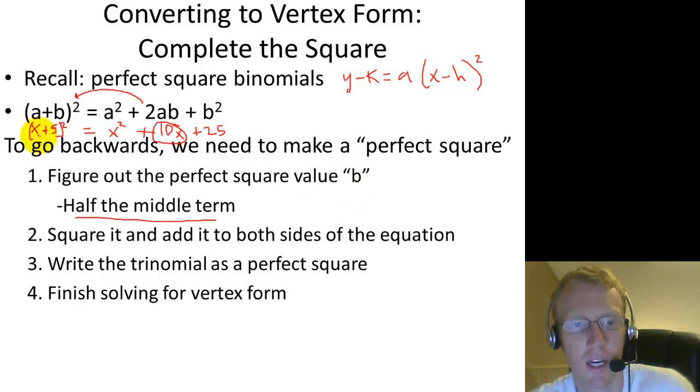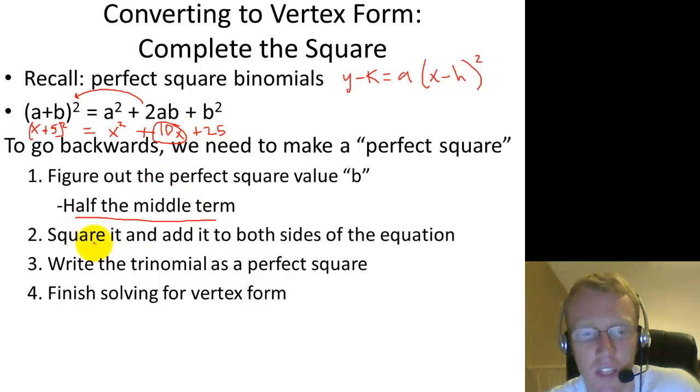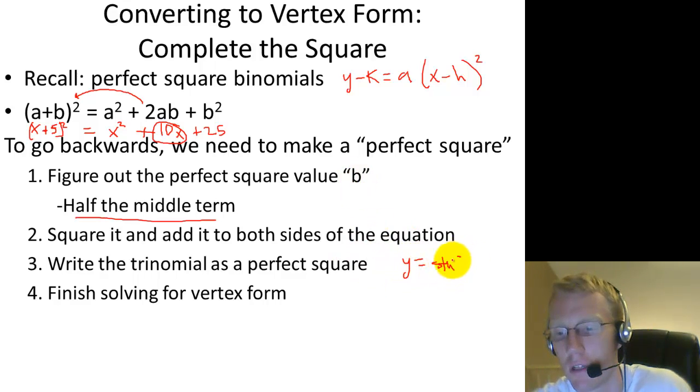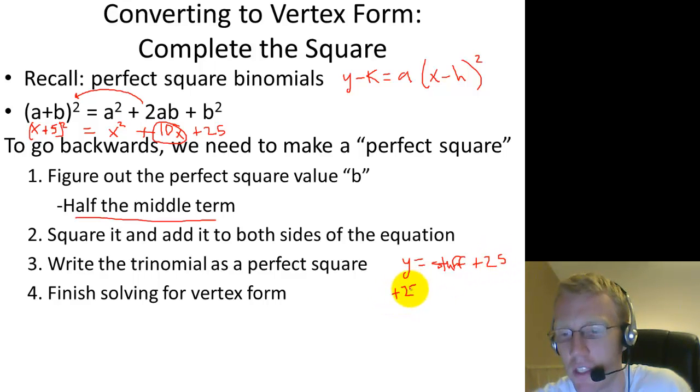And you can see in this example, it's x plus 5 squared because 5 is half of this middle number, 10x. So the last number is the square of whatever that half the middle number is. So this 5 right here, which is our perfect square, if we square it, we get 25. So I've said here, square it and add it to both sides of the equation. So if you have an equation, y equals stuff, once you've figured out what this b squared value is, you might do plus 25 on this side and plus 25 on this side.